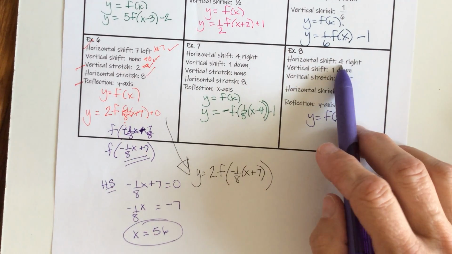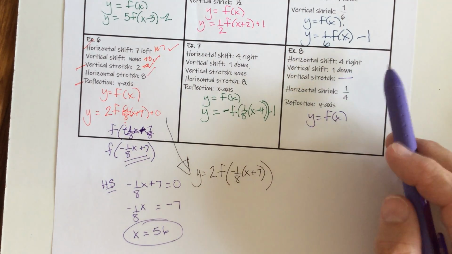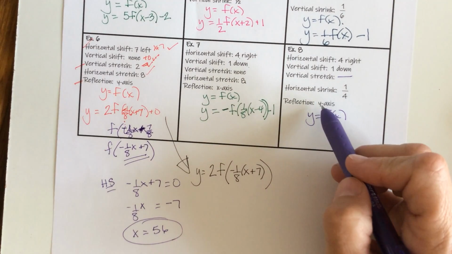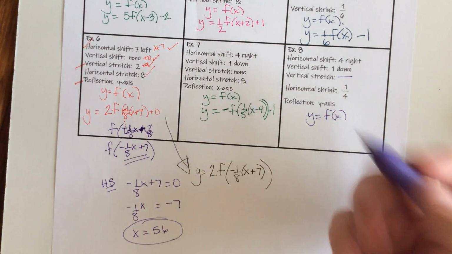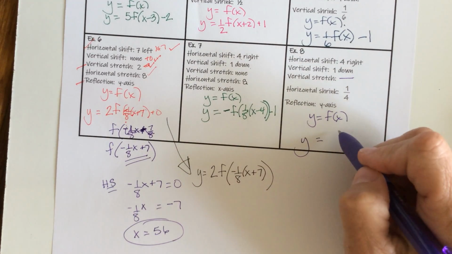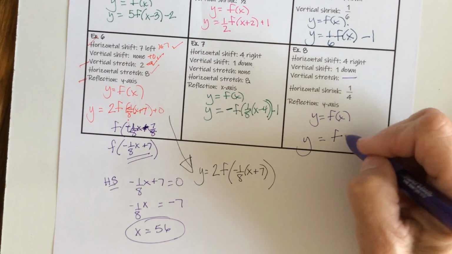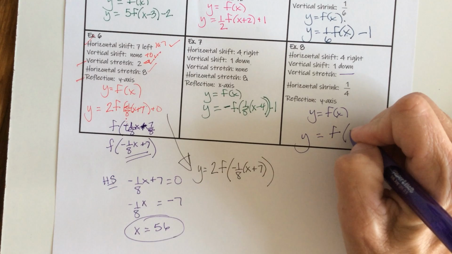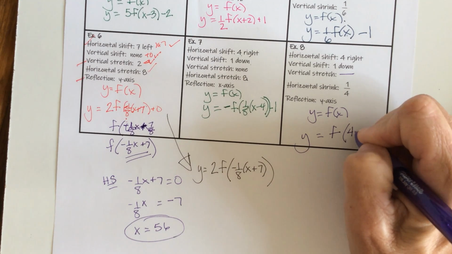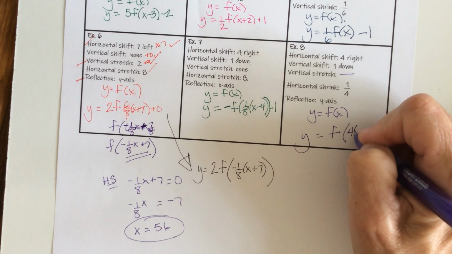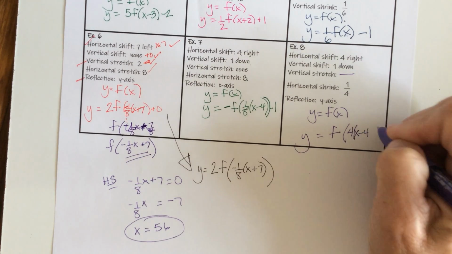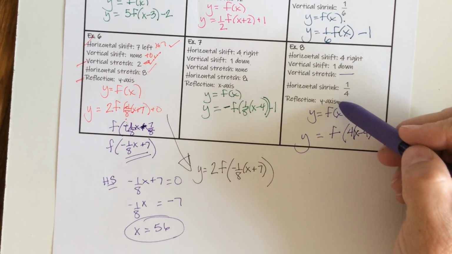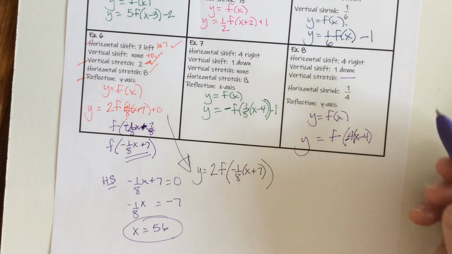And I want to shift my graph 4 to the right and 1 down. I have a horizontal shrink of 1/4. Okay, and I want the reflection to be about the y-axis. So y equals f of, if I need to shrink this graph by a factor of 1/4, it's going to be 4x, or 4 times x minus 4, because of the 4, but it has to be reflected across the y-axis. So my 4 here needs to be negative.